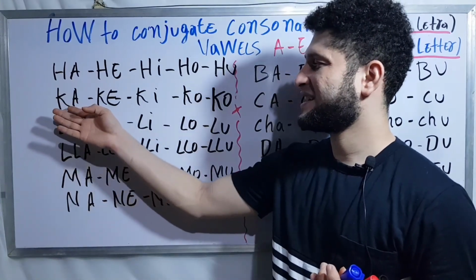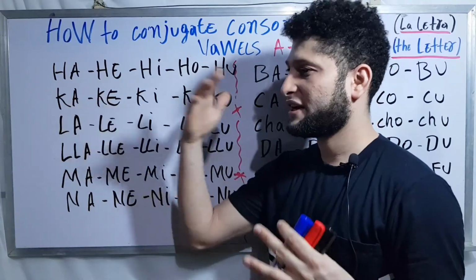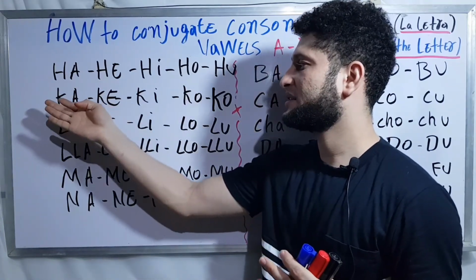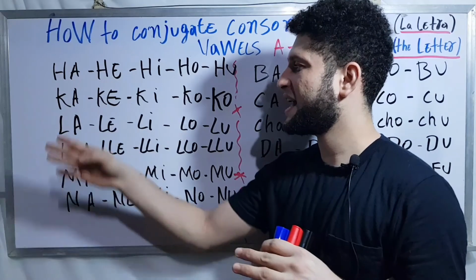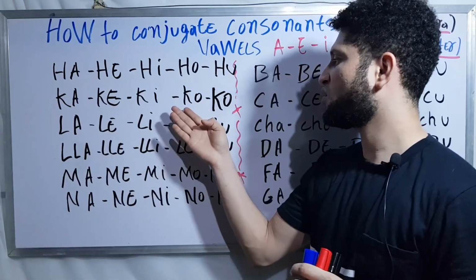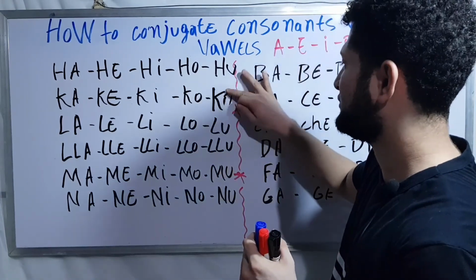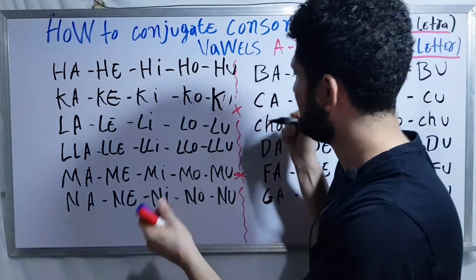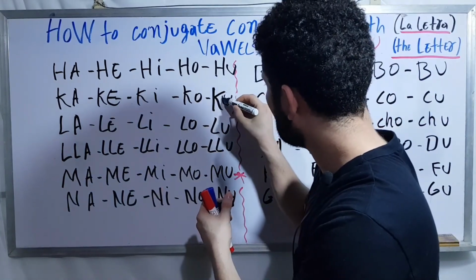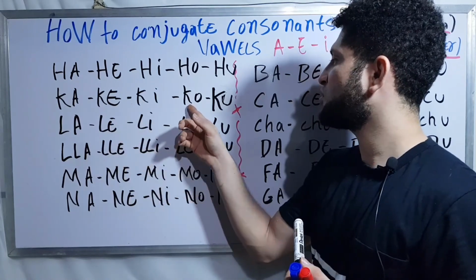Now the letter K in Spanish, K, and in fact K plus A is ka, ke, ki, ko. So here I made a mistake, guys, sorry for that. It is ku. Ka, ke, ki, ko, ku.